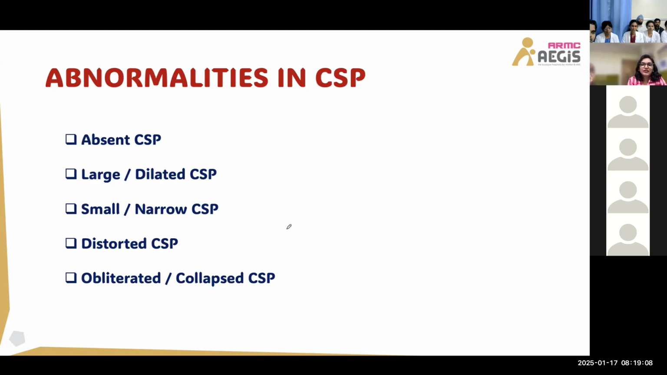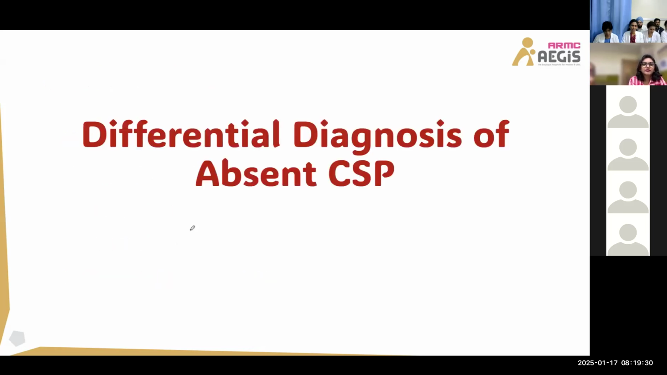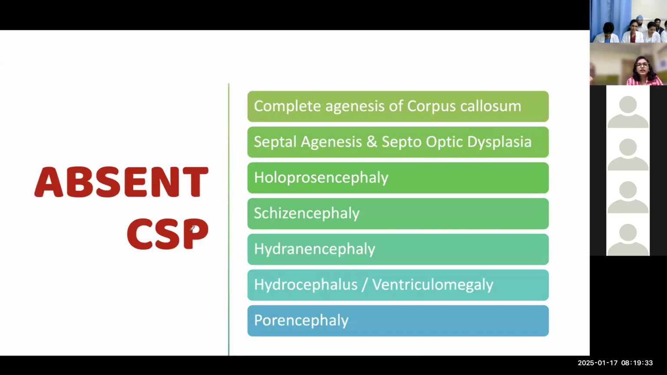So coming to the abnormalities in CSP, an abnormal CSP is almost always a manifestation of underlying CNS pathology. It can manifest as absent CSP, large or dilated CSP, small or narrower CSP, distorted CSP, or obliterated and collapsed CSP. Now we will discuss the differentials of absent CSP. This is found in conditions such as complete agenesis of the corpus callosum, septal agenesis and septo-optic dysplasia, holoprosencephaly, schizencephaly, hydranencephaly, ventriculomegaly, and porencephaly.